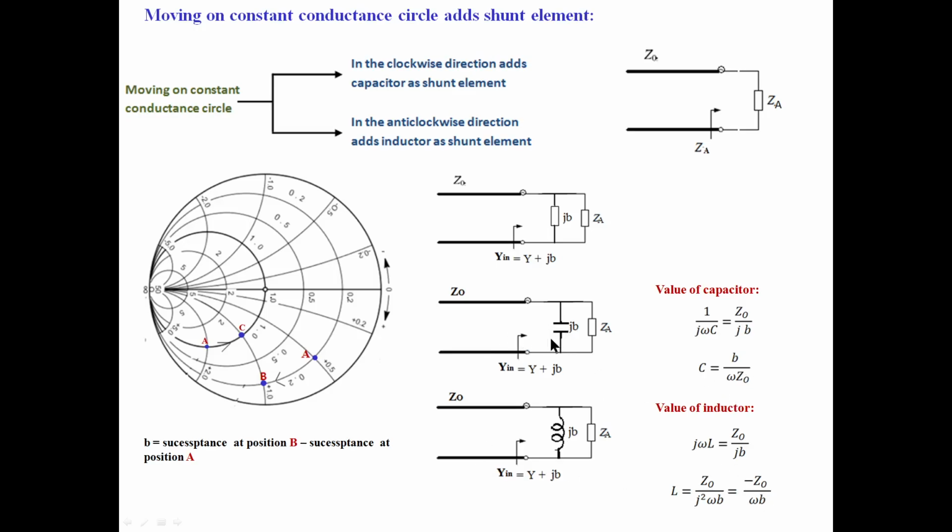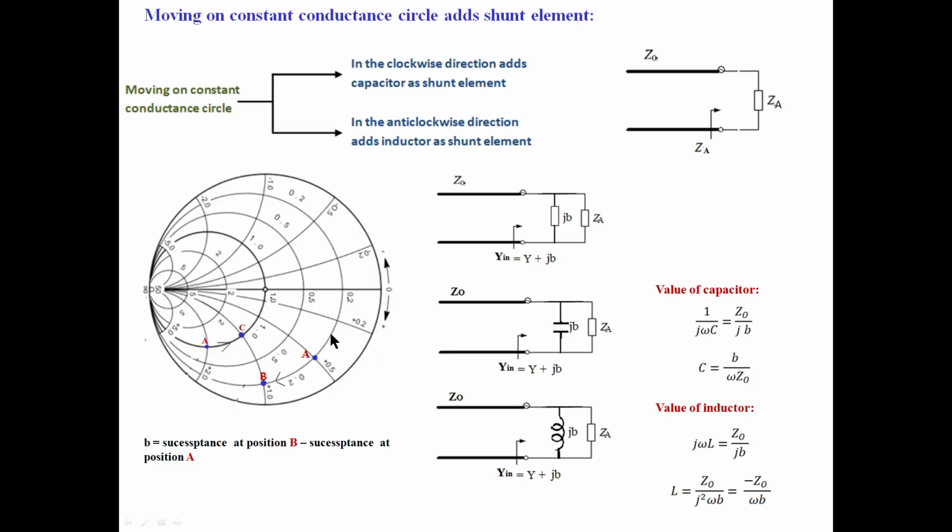For example, I am moving from here in the clockwise direction. I said capacitance will be added in shunt. The value you can calculate using this equation. What is omega? Omega is 2 pi f. Z0 is the characteristic impedance of the transmission line. What is B here? B is the susceptance value.